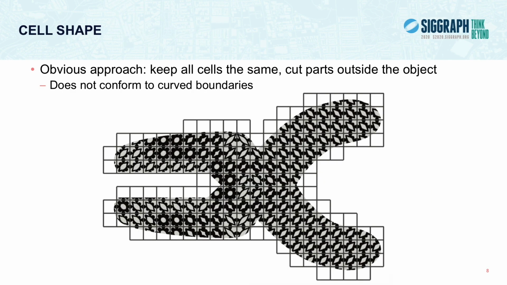Another aspect that needs to be addressed to make the microstructure dictionary approach practical is cell shape. The easiest way to go is to use square cells only and trim these to the object's boundary. However, it doesn't adapt well to curved boundaries and very dense grids are needed to reduce the error in reproducing the desired material properties to an acceptable level.